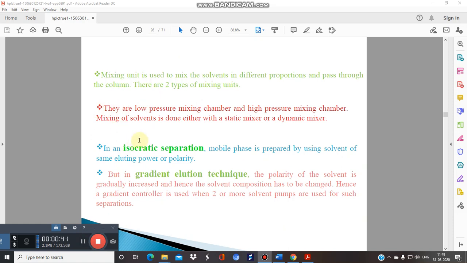When we talk about the constitution of the mobile phase, we have completed the isocratic and the gradient elution part. In isocratic elution, the mobile phase is the same throughout, and in gradient elution, we have to change the polarity of the mobile phase or the solvent system.